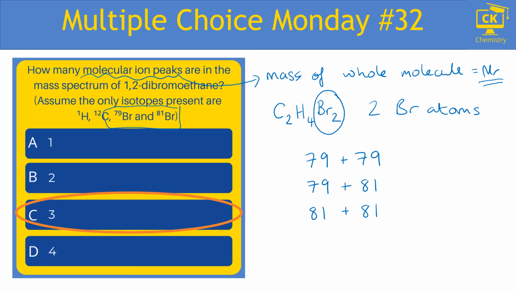The more bromine atoms I have, the more possibilities there are for different masses because of the different numbers of combinations that you could possibly have. If you just had one bromine in the whole molecule, then there could only be two possible molecular ion peaks, and that's actually quite a common thing to see in a mass spec question. You get a pair of molecular ion peaks that are a mass of 2 apart from each other.